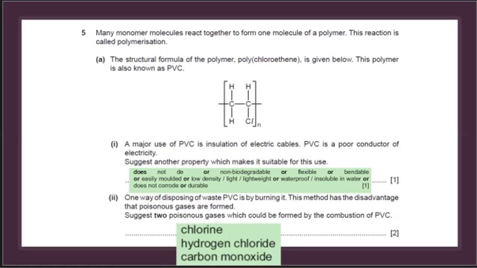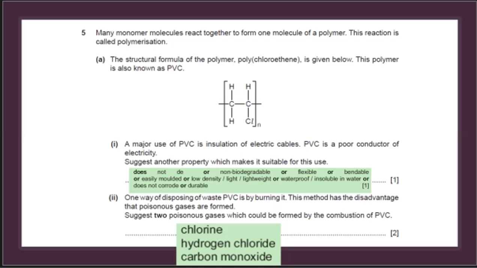Next question. Many monomer molecules react together to form one molecule of a polymer. This reaction is called polymerization. The structural formula of the polymer polychloroethene is given below. This polymer is known as PVC.